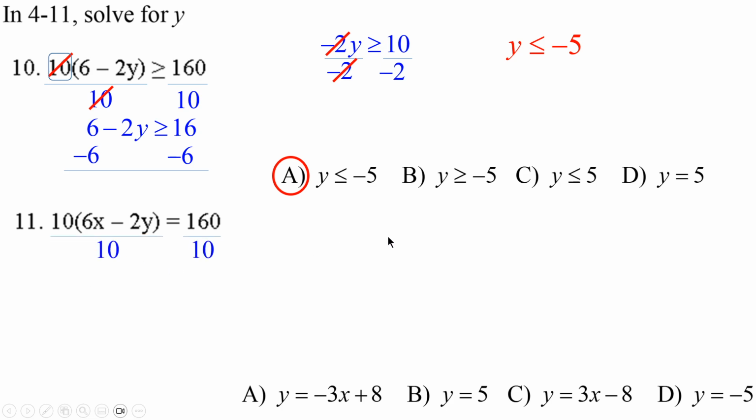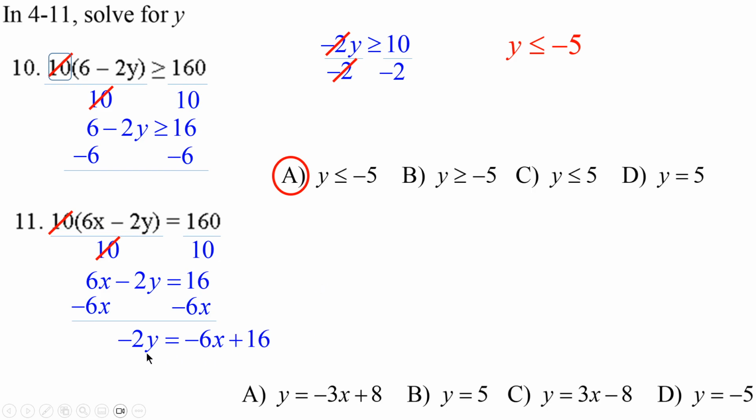So now let's do the same thing with the literal equation. Divide both sides by 10. On the left, the 10's cancel, so I have 6x minus 2y equals 16. And now let's get rid of the 6x's, subtract it. And I've got negative 2y equals negative 6x plus 16. Can't combine those. Now let's divide every term by negative 2. And there we have it.